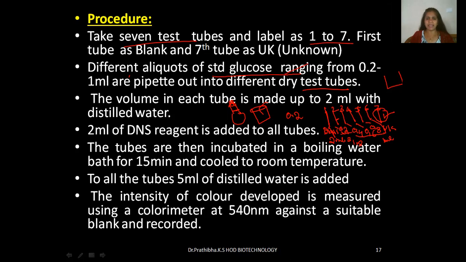Then, after the addition of glucose and making up the final volume to 2 ml, you are going to add 2 ml of DNS reagent to all the test tubes. To all 7 test tubes, you add 2 ml of DNS reagent. Then the tubes are incubated in a boiling water bath for 15 minutes for the reaction to occur.